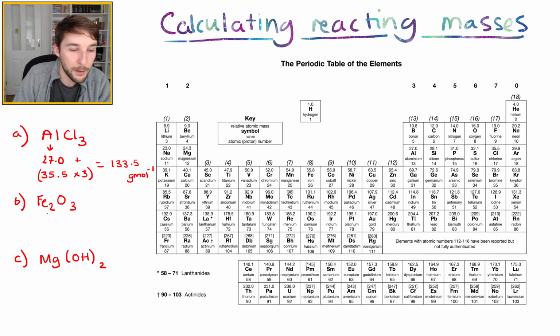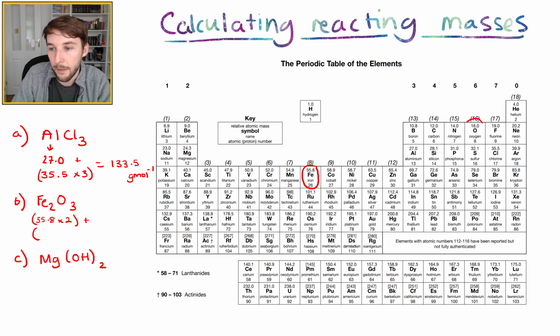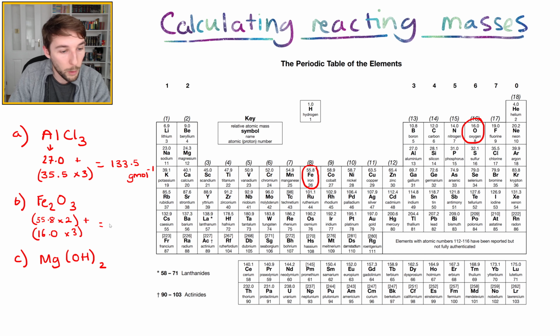Okay, the next one then, iron oxide. We've got 2 irons here. Iron weighs 55.8 according to my periodic table, so we've got 55.8 multiplied by 2. We're going to add that to the oxygen, each oxygen at 16.0 as seen over here, so we're going to do 16.0 multiplied by 3. We'll add all that up and see what we get. And you should have got for that one 159.6 grams per mole.